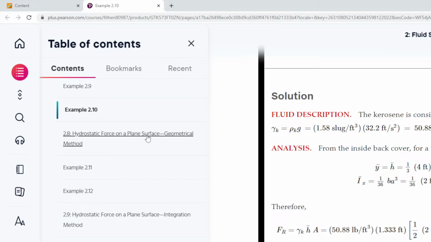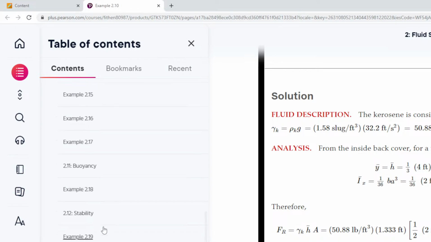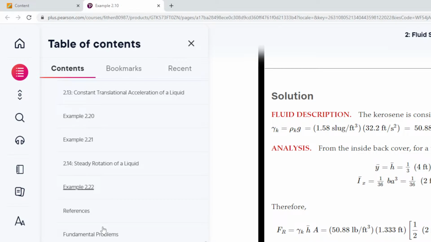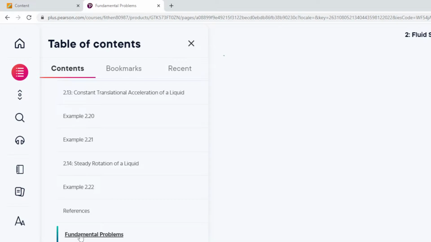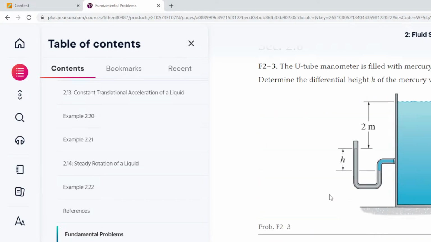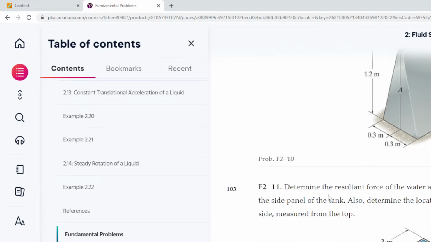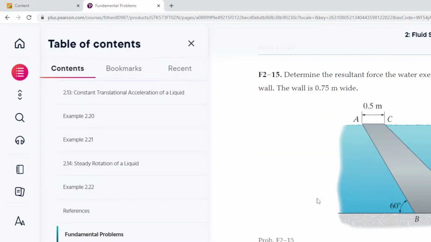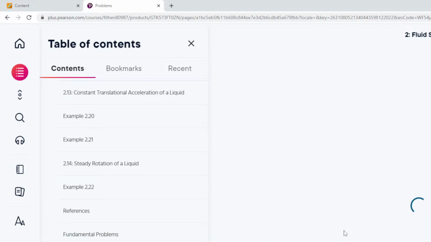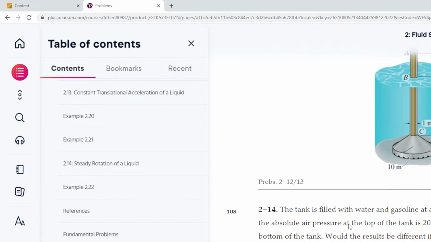okay, so there's a problem. Understand a plane surface geometrical method. Okay, looking for the problems. Examples: stability, buoyancy, fundamental problems, and then problems. I think the fundamental problems have videos with them, but I might be wrong. Looks like I'm wrong. So what I'll do next time is I'll just roll through and do a bunch of these, and then I'll go back in and just do a few problems themselves.